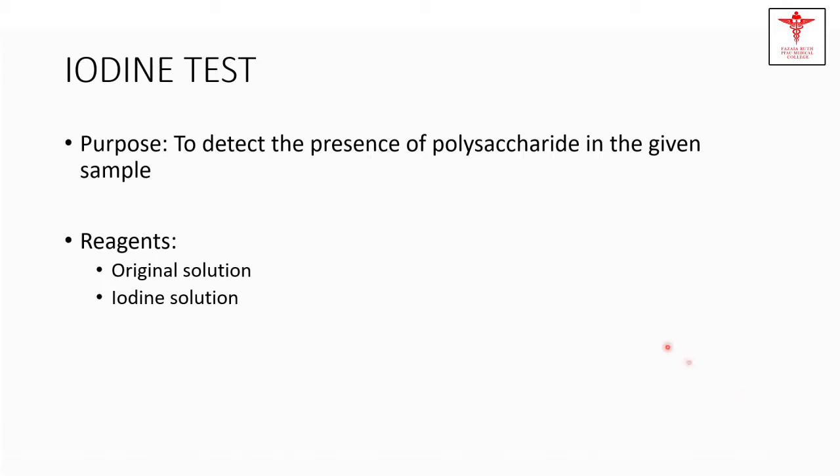Now once we have detected that the given sample contains carbohydrate, then we perform the Iodine test in order to check whether the sample contains a polysaccharide or not. So for this we perform Iodine test. Now the reagents used in iodine test are original solution and iodine solution. Now this original solution is nothing but the given sample in which we have to detect the presence of carbohydrate. So most of the time you will see either original solution or OS.